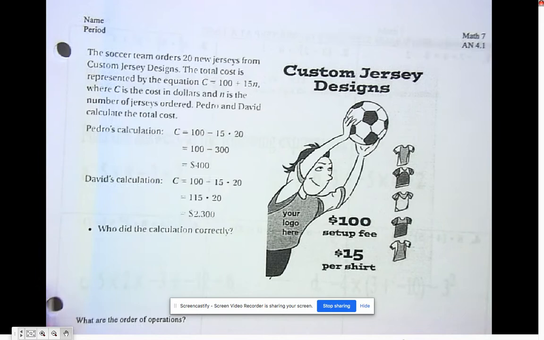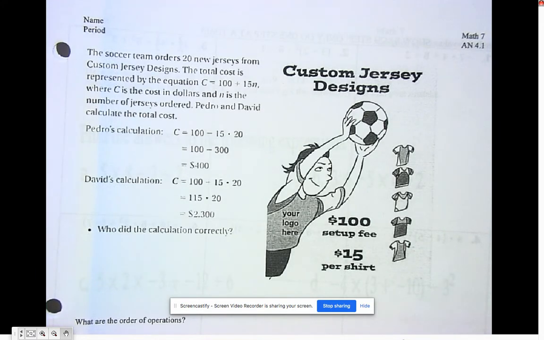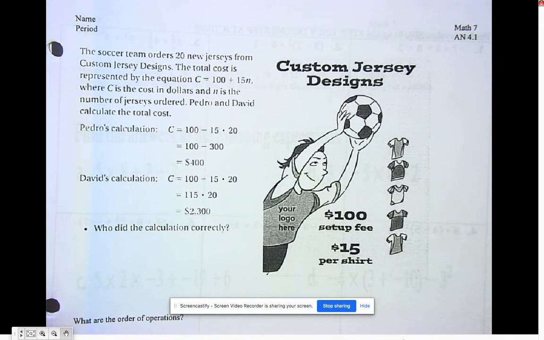Yesterday you did an activity with Gizmos that reviewed the order of operations. Today, I'm going to make sure that you've got a good foundation on how to work with the order of operations. I also want to show you how I'd like to see your calculations for these order of operations problems. So to begin, let's take a look at this problem.